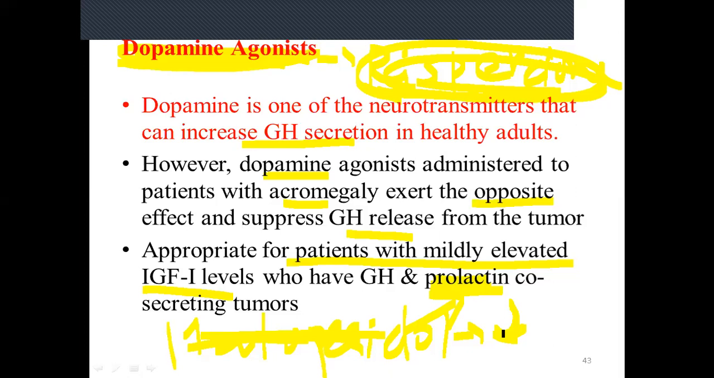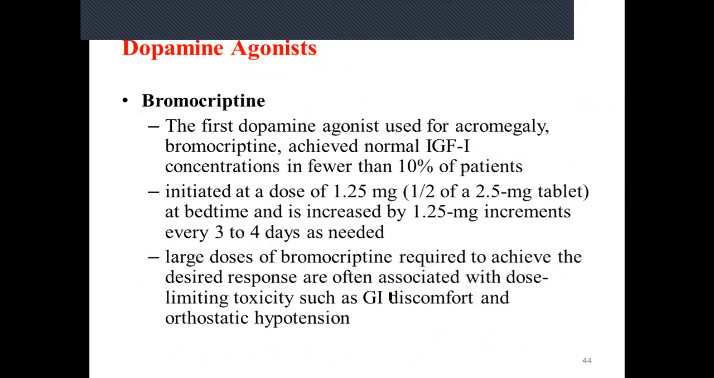Because of antipsychotic. So when you are actually reading a certain drug substance, you have to look from various perspectives, which is very, very important. So dopamine agonists are very important, especially when the patient is having excessive growth hormone plus a co-secreting tumor that increases the level of prolactin.